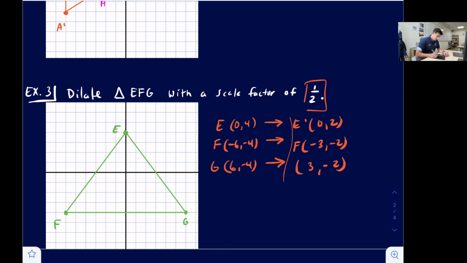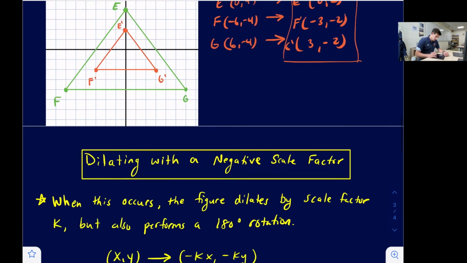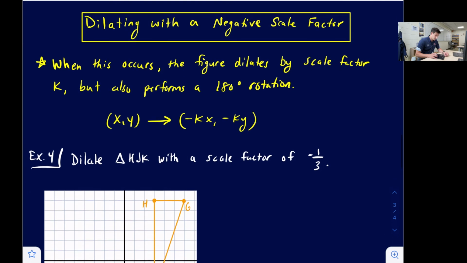All right, so now these are the points that we're going to graph for our final shape. So 0, 2, call that E prime, negative 1, 2, 3, negative 2, F prime, and G prime is 1, 2, 3, negative 2. So now we connect our points, and now we have dilated our triangle with a reduction by a scale factor of 1/2.